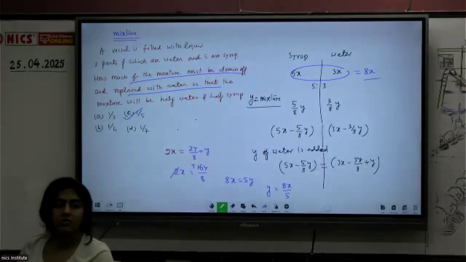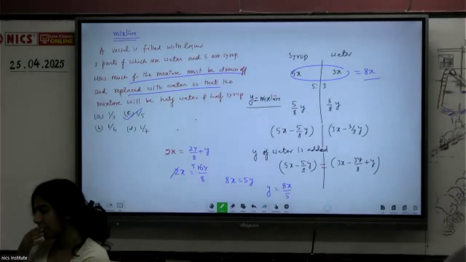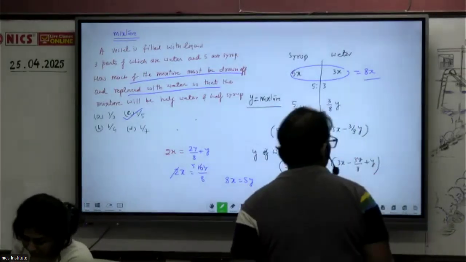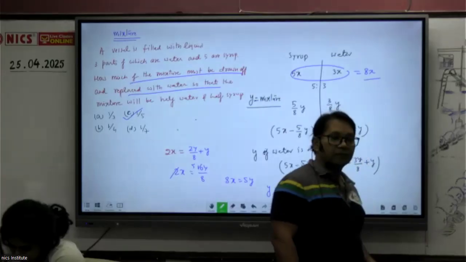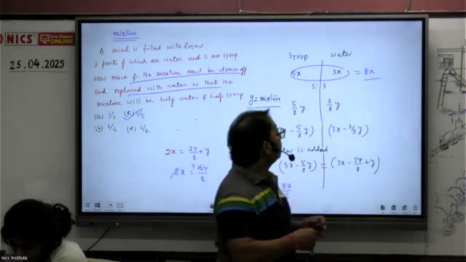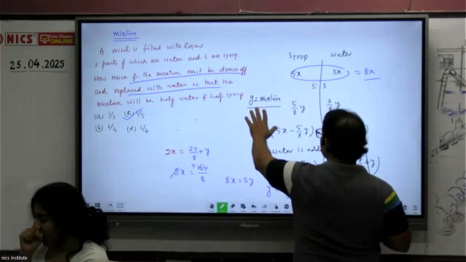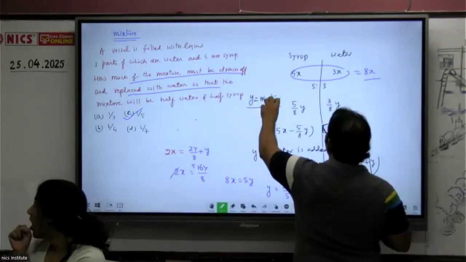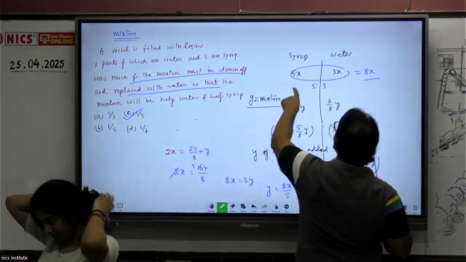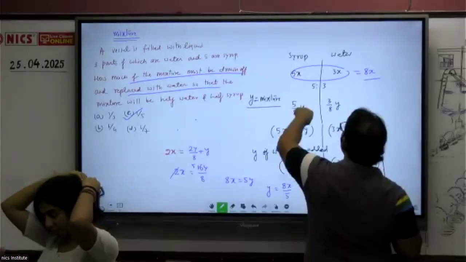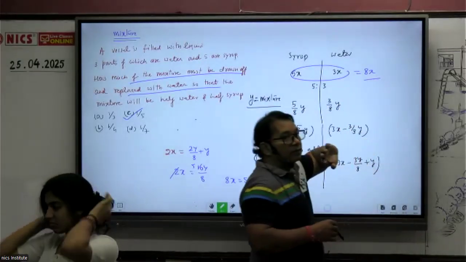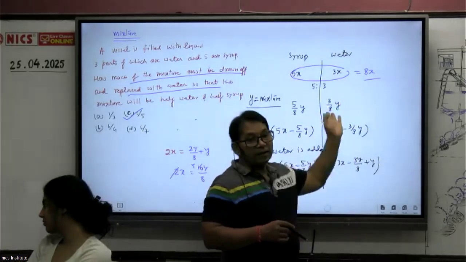When you take out the mixture, it contains water also, it contains syrup also. You can't take out only syrup or water. So you're taking out mixture. I have taken out y amount of mixture. It's a good question. So when you take out y liter of mixture, how much of the syrup would be there? It'll be only 5 by 8 of y because the proportion of syrup is 5 by 8. Proportion of water is 3 by 8.